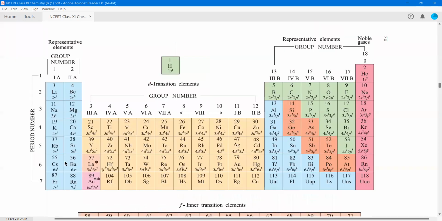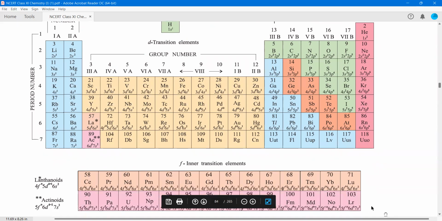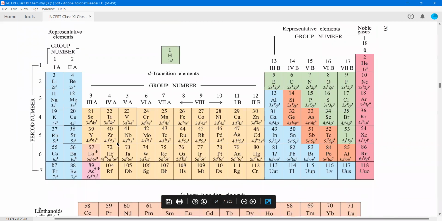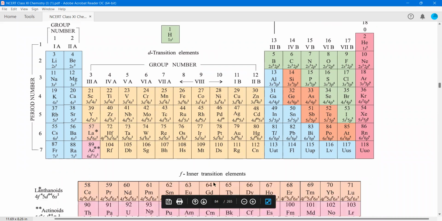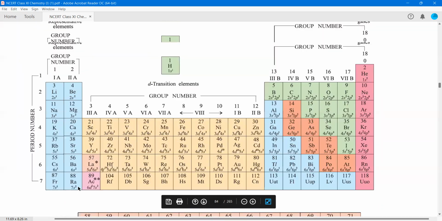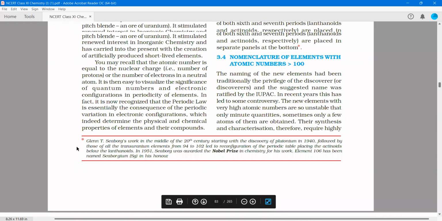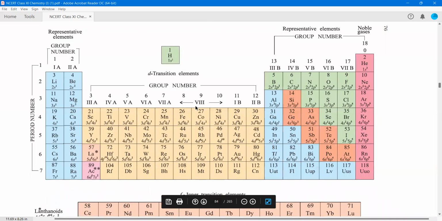So in order to have 32 elements in the 6th and 7th periods, they are represented not in this table but in another table that we call lanthanoids and actinoids. According to the quantum number, these periods should have 32 elements. So in order to fulfill that, they are placed somewhere else and not in the main periodic table, but they are a part of the periodic table for sure.